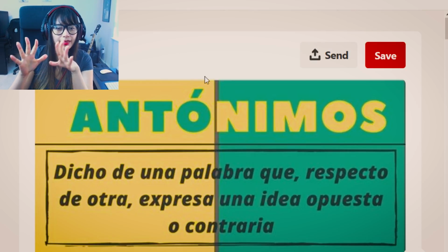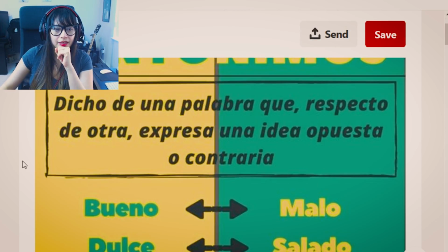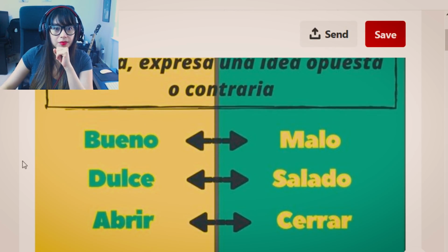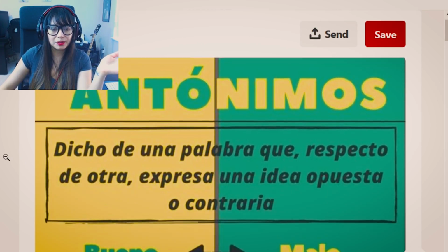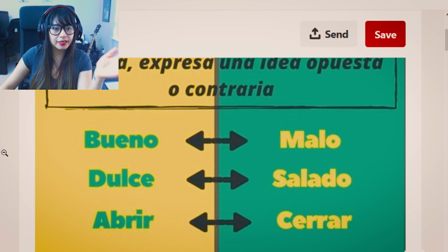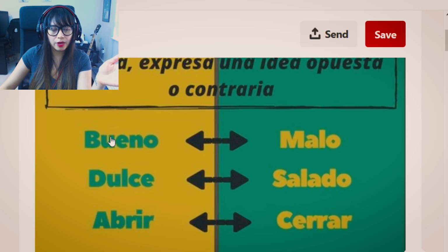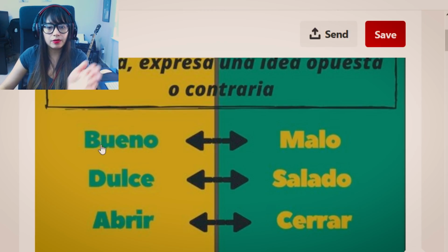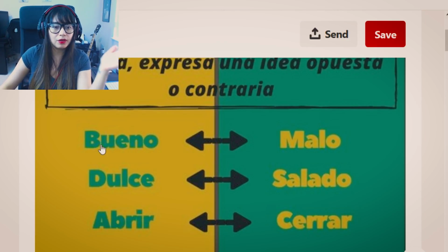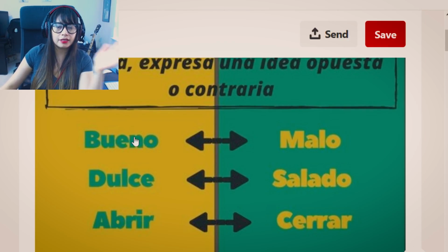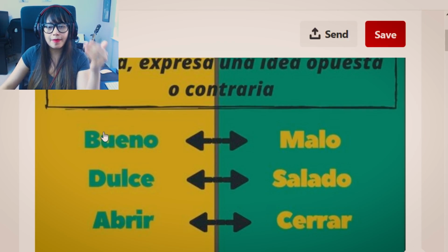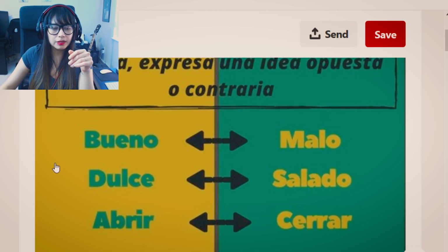Okay, so let's see some antonyms. The first one is bueno and malo. The opposite of bueno is malo. Okay, yes, that's correct. Bueno means good, malo means bad. That's correct. The next one says dulce.